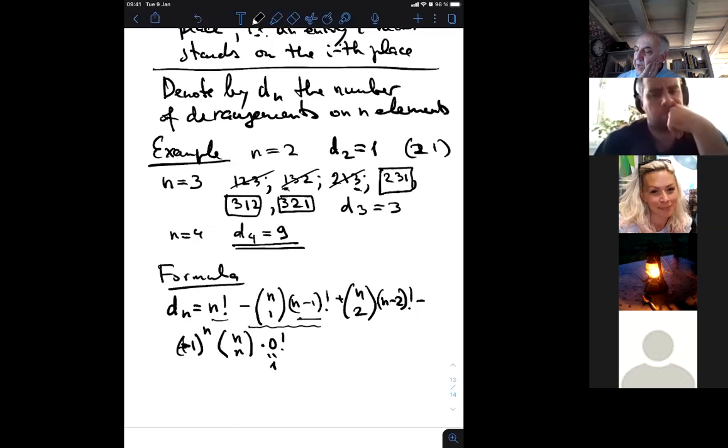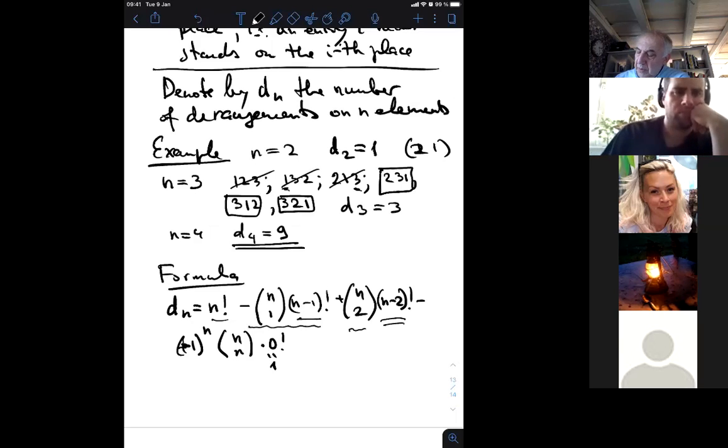Now we have to put back the sum of cardinalities of those permutations where two positions are correct. So i stays at the ith place and j stays at the jth place. There are n choose 2 ways to choose i and j. And for each of them, we have permutations on the n minus 2 positions still left. This explains this term.